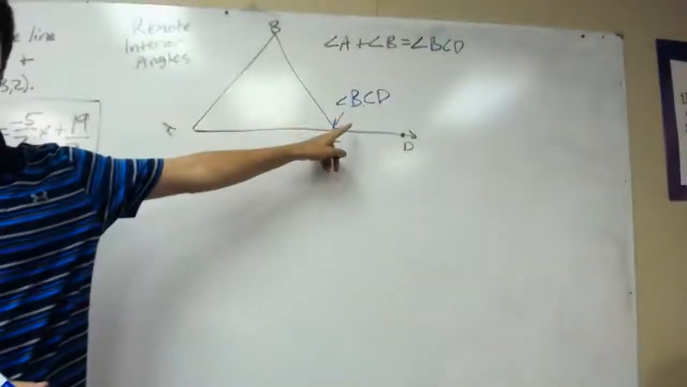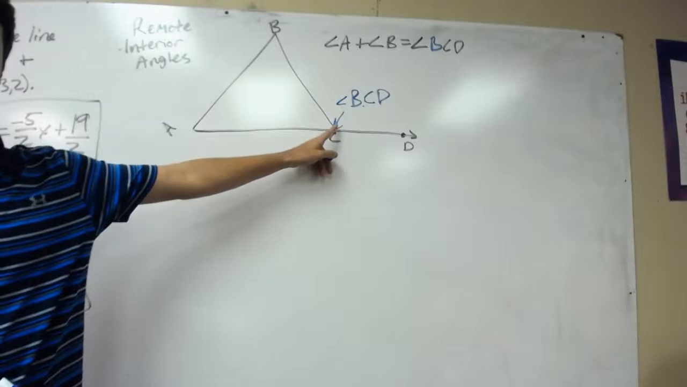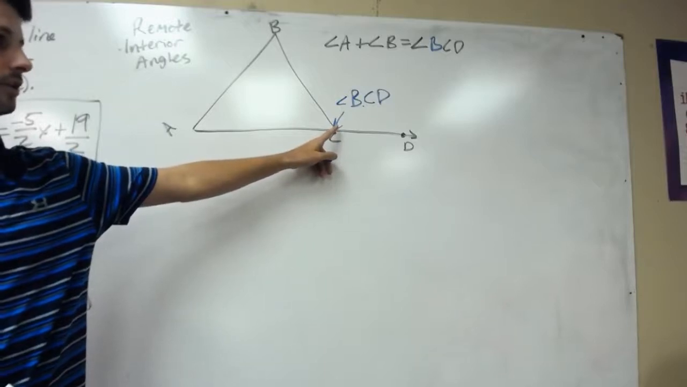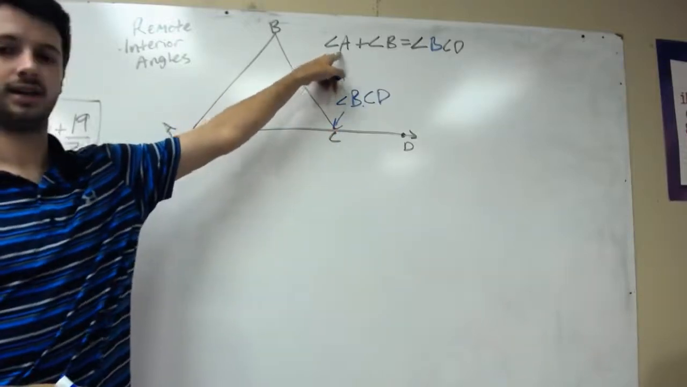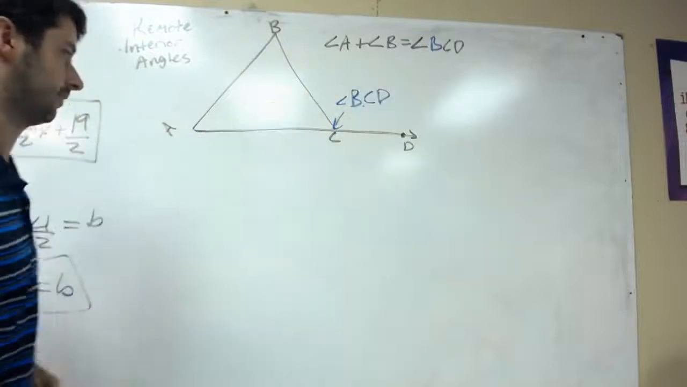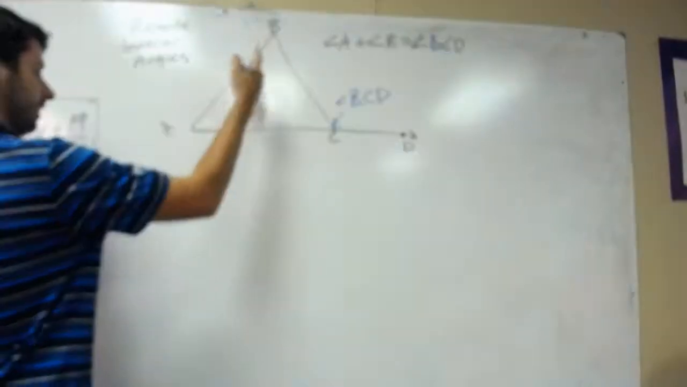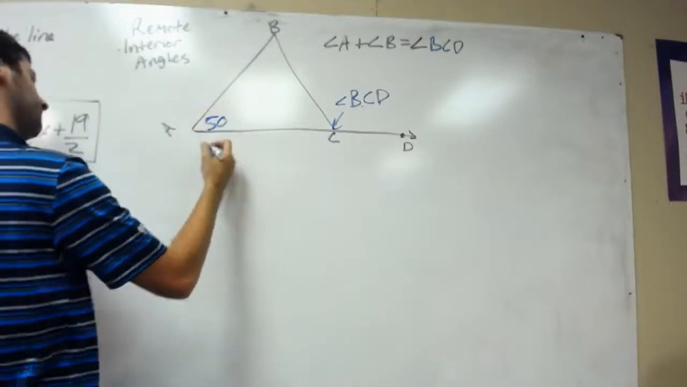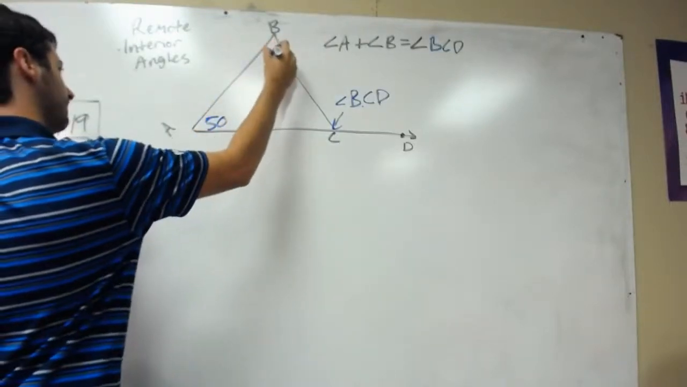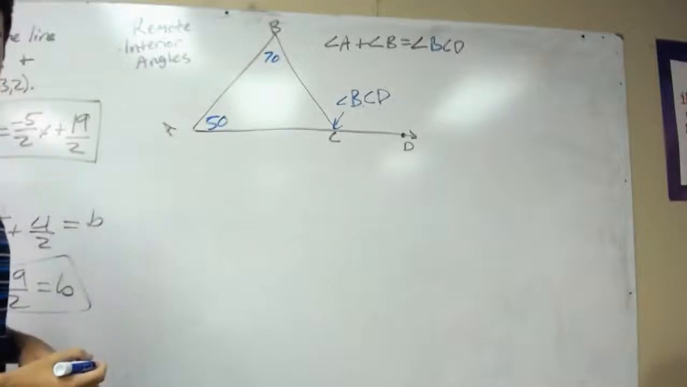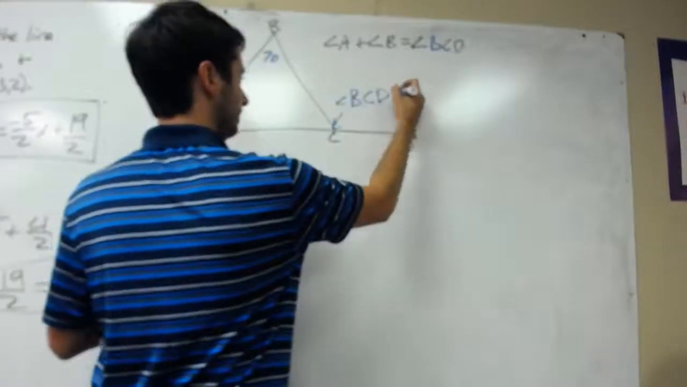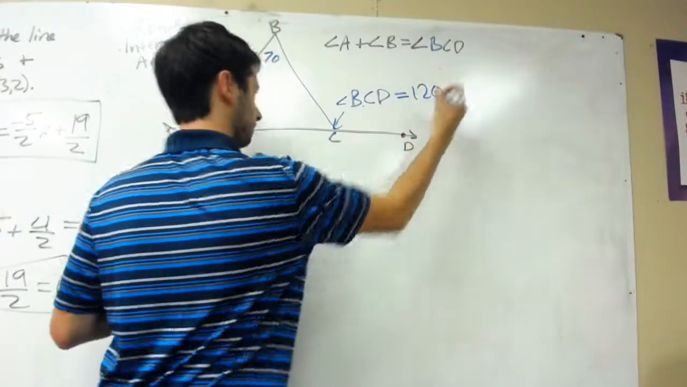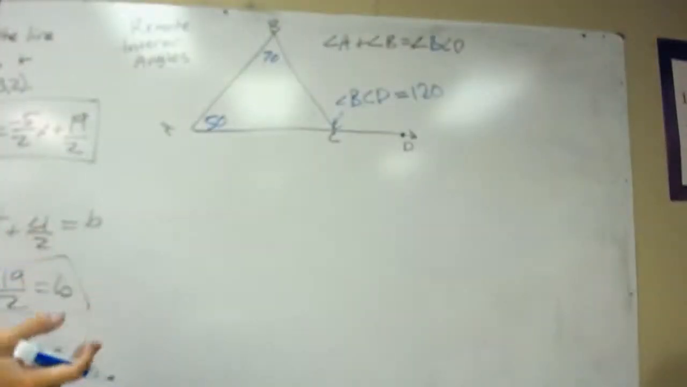Well, if we wanted an easy way to find the measure of this angle, all we have to do is actually add angle A and angle B together. Angle A and angle B. So let's say angle A was 50 and angle B was 70. That would mean that angle BCD equals 120. And that's remote interior angles.